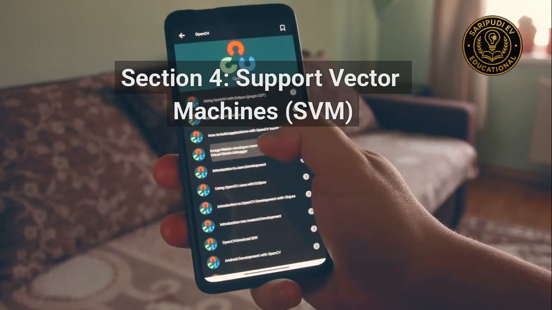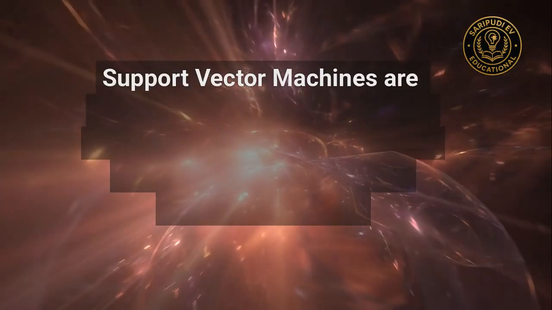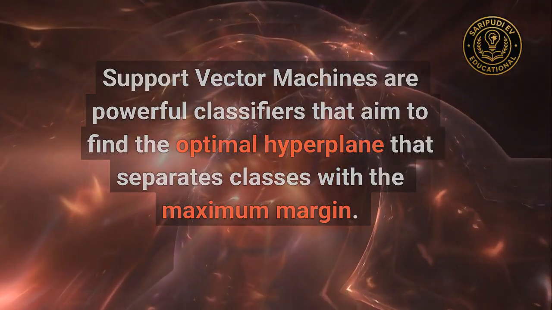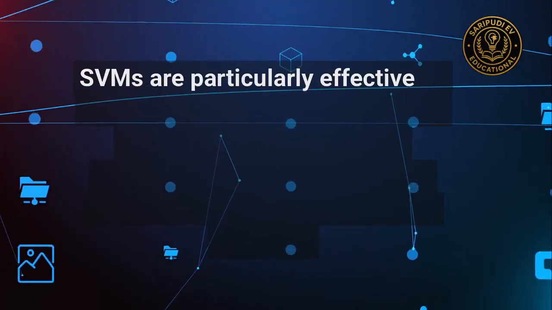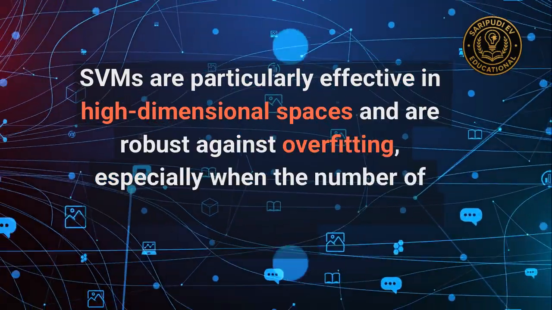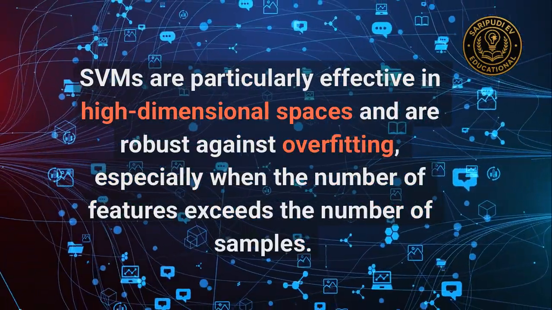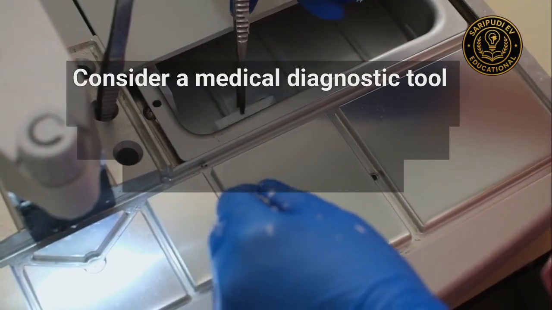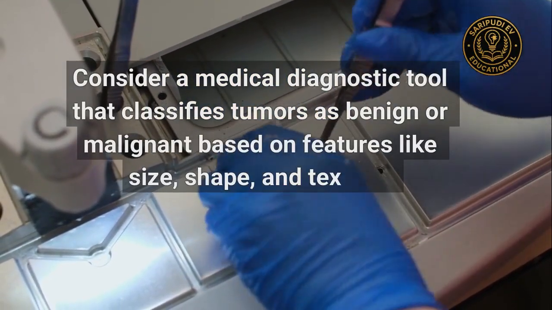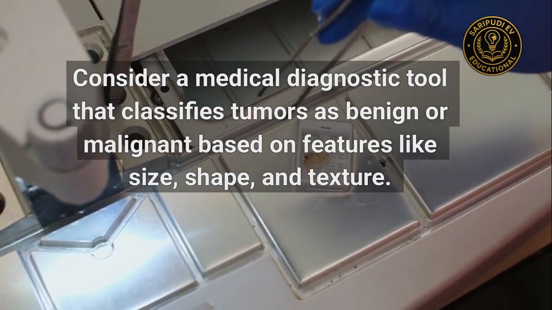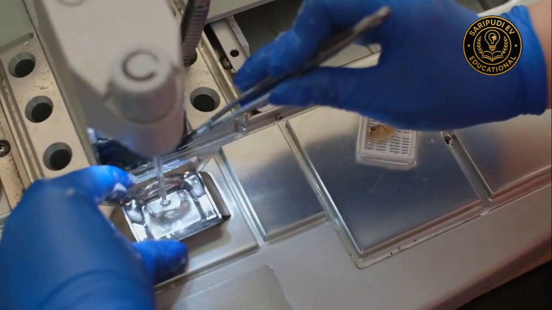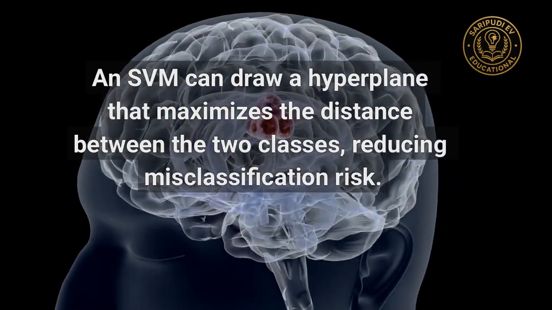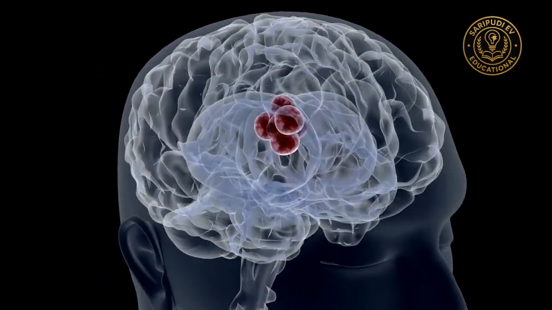Section 4. Support vector machines, SVM. Support vector machines are powerful classifiers that aim to find the optimal hyperplane that separates classes with the maximum margin. SVMs are particularly effective in high-dimensional spaces and are robust against overfitting, especially when the number of features exceeds the number of samples. Consider a medical diagnostic tool that classifies tumors as benign or malignant based on features like size, shape, and texture. An SVM can draw a hyperplane that maximizes the distance between the two classes, reducing misclassification risk.